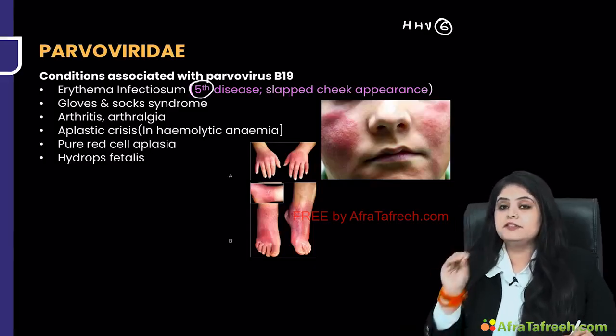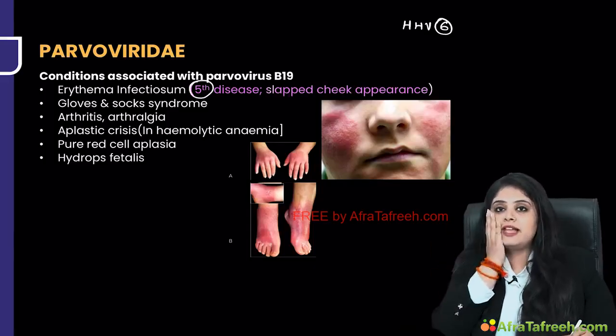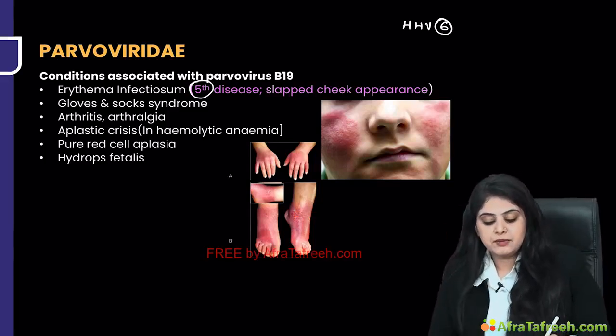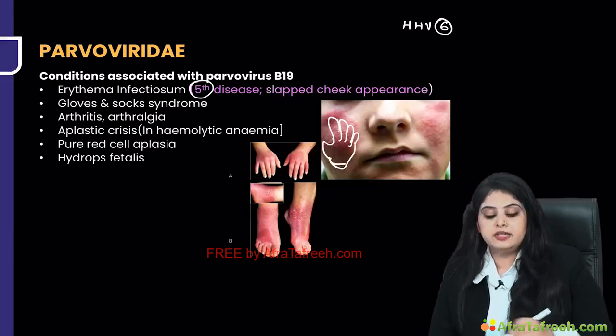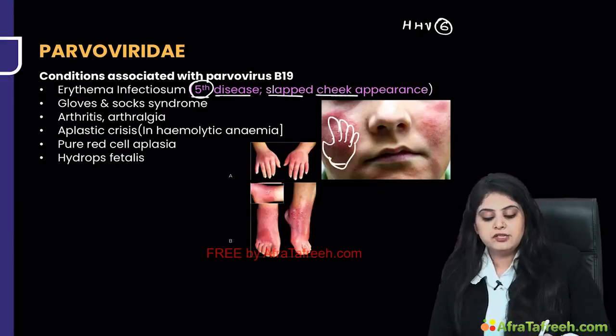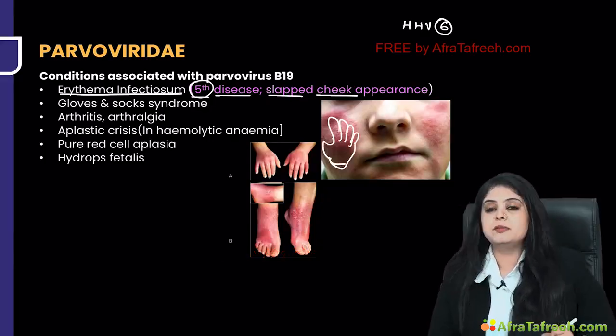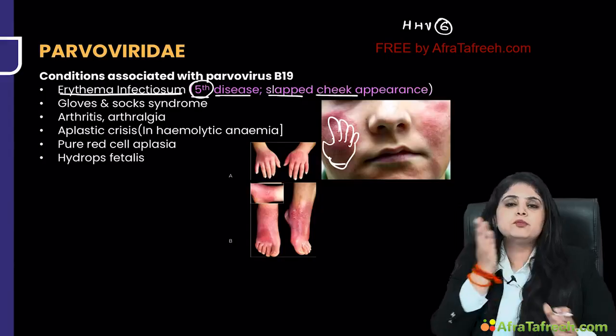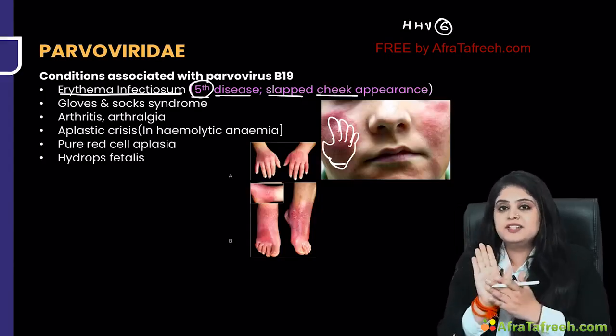How have I learnt it? With 5 fingers you slap someone, right? All the 5 fingers should get imprinted. So when you think of slapping, you always have to think of 5 fingers, and that is how you learn it as the fifth disease for slapped cheek appearance, known as erythema infectiosum. So how did you slap? With your 5 fingers. So if you put redness over here, redness will come over here also.